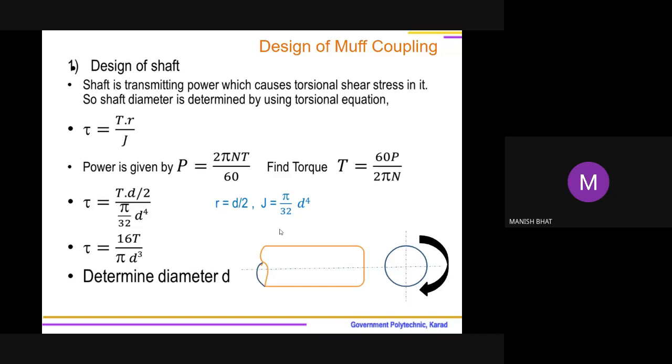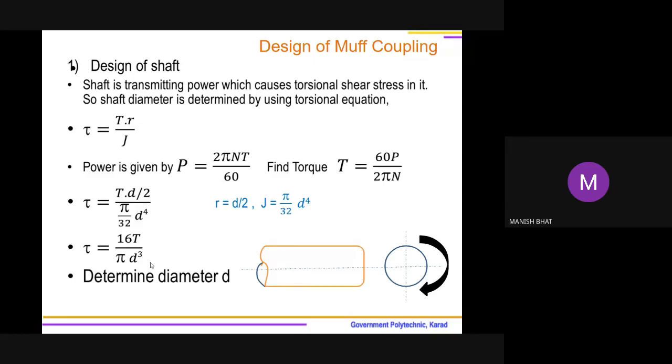So how to find tau? We have done it earlier in the design of shaft. Tau is equal to T multiplied by R, where R is D by 2. See here, this is the center, and this is the maximum stress plane. In this diagram you can see the maximum torsional shear stress is found at the surface. What is the distance between this surface and the axis or center? Equal to the radius, that is D by 2. And what is the polar moment of inertia? For a solid section, pi by 32 d raised to 4. So tau is equal to 16T upon pi d cube.